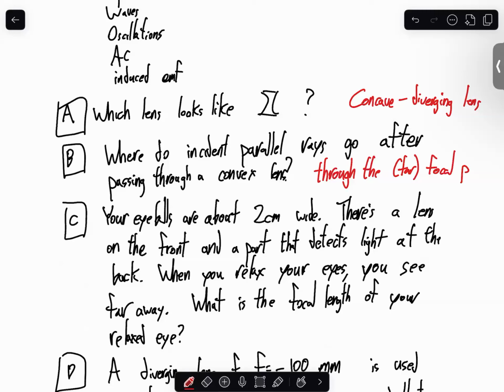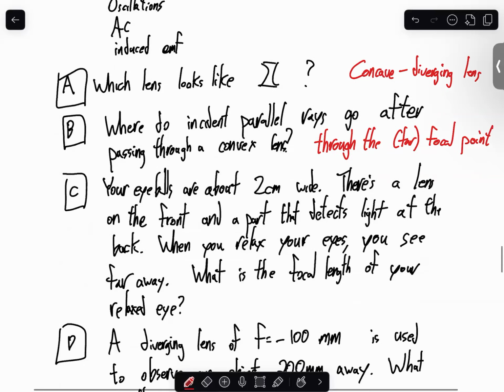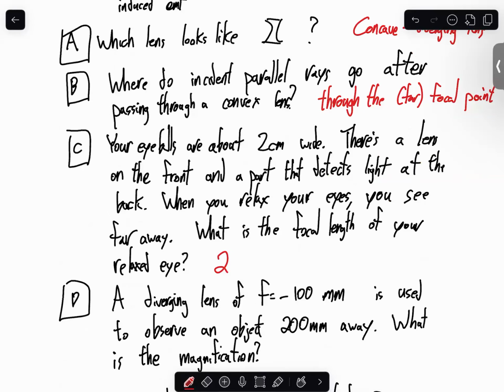Mirror? Yeah, on the other side. What mirror are you talking about? 2 centimeters. And for this, you use the equation 1 over f equals 1 over di plus 1 over do, and say that if the object distance goes to infinity, then f equals di.